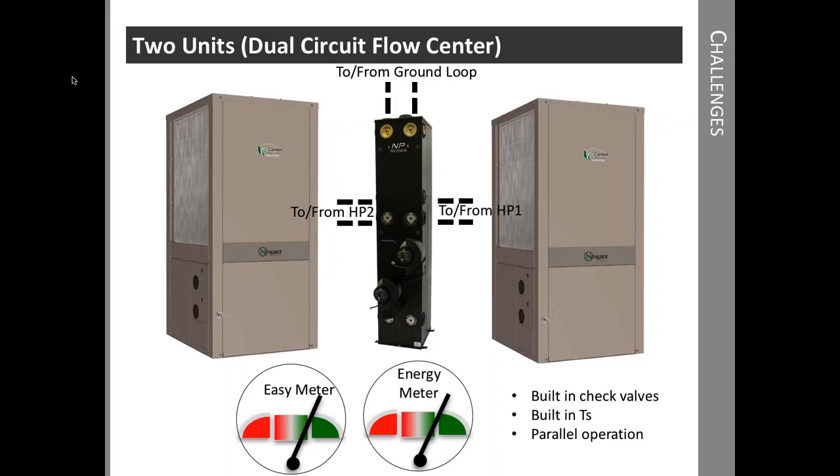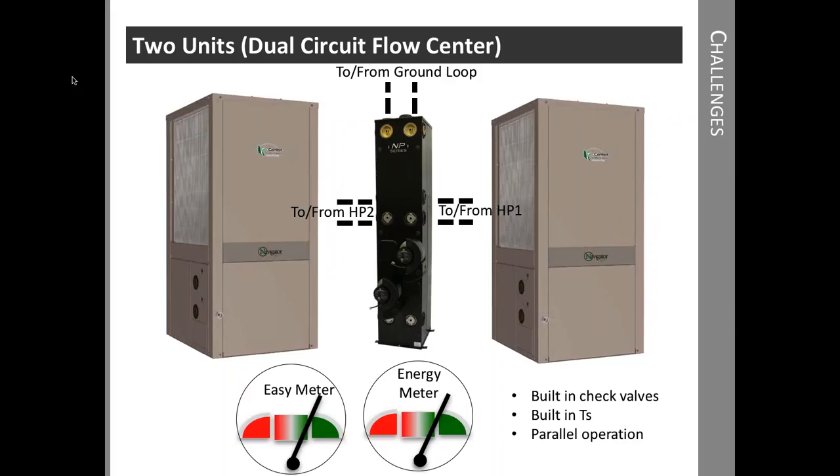All right, now this is an application that's relatively new. The dual circuit flow center is really the easiest way to go when you have 2 heat pumps. This has piping to each of the heat pumps, as well as built-in check valves, T's, and a foam insulated tank. Just like you see in the picture here, we have connections to the heat pumps, connections to the ground loop, and all of the rest of the piping is inside that flow center.